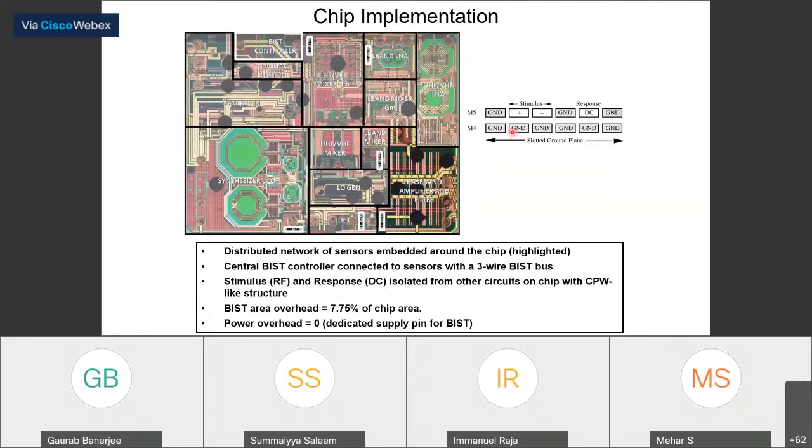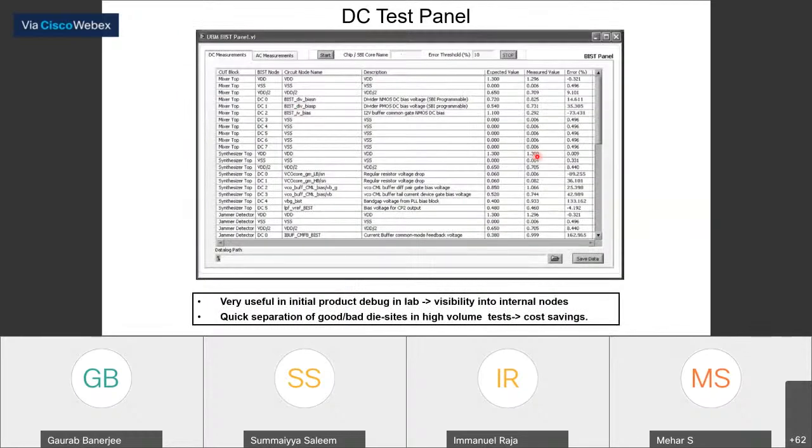You can see that we built a coplanar waveguide-like structure with a slotted ground plane on the chip, with differential stimuli and a response. Now, this is what I was talking about. Within 15 minutes of the chip being back in our lab from the manufacturer, we were able to very quickly measure all the internal node voltages on the chip.